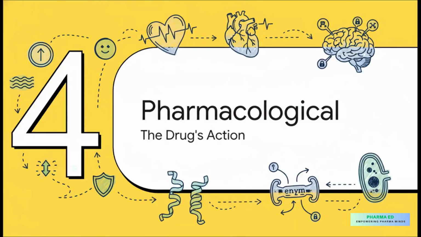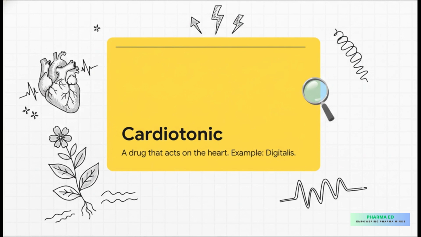And now for our fourth and final major classification, pharmacological. This is maybe the most practical one for a pharmacist. With this method, we don't really care about the plant part or its chemical family. We care about one thing and one thing only. What does this drug do inside the body? What is its therapeutic action? Let's run through some key examples.